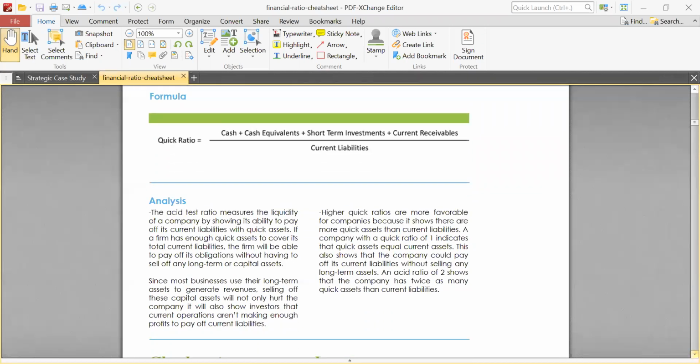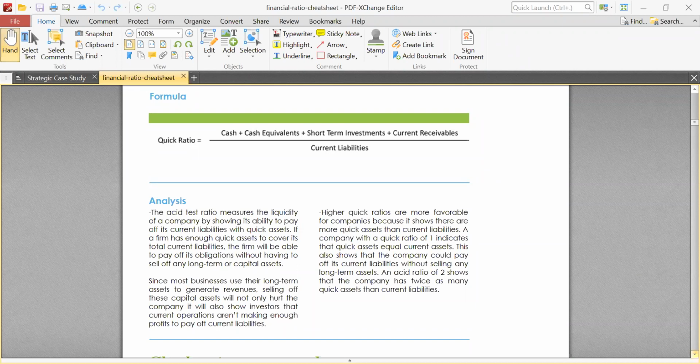So like I said, I gave a background to the ratio, the formula, then what it means. Remember I said that the ratio basically checks the ability to pay, using your quick current assets to pay off your current liabilities. Very, very important.